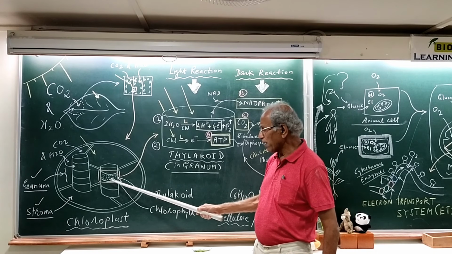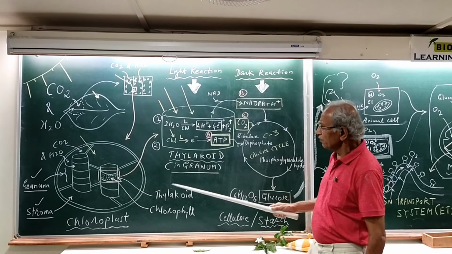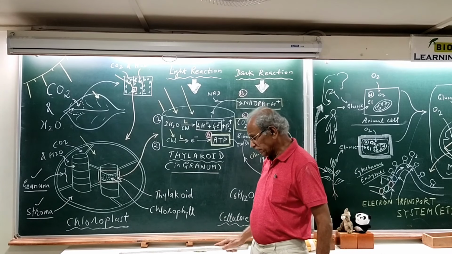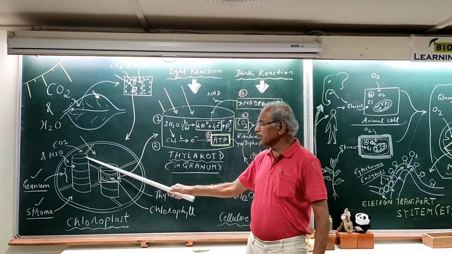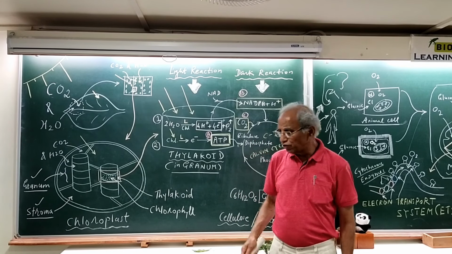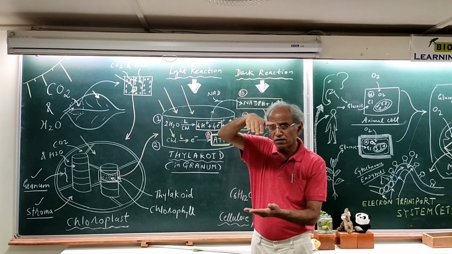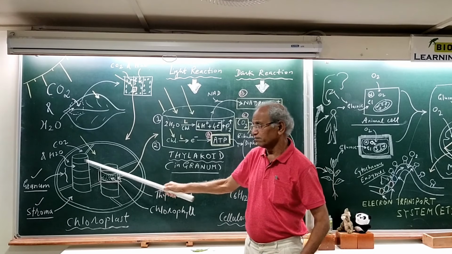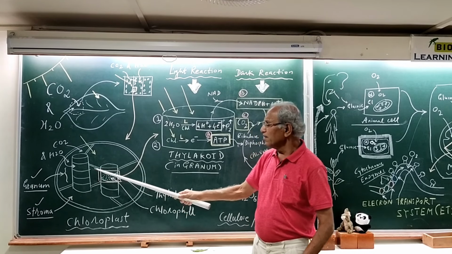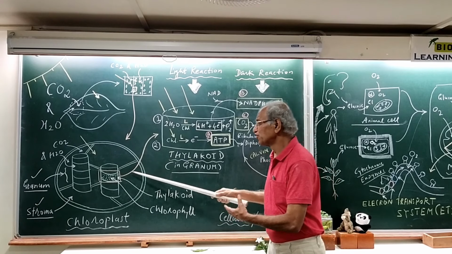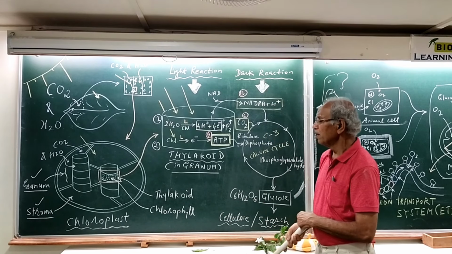1, 2, 3, 4. I have tried to magnify one thylakoid here. These are all thylakoids. Once again, what is a thylakoid? It's a small unit of a granum. These thylakoids are put one on top of another to make a tower-like thing, and such grana are distributed into the stroma.